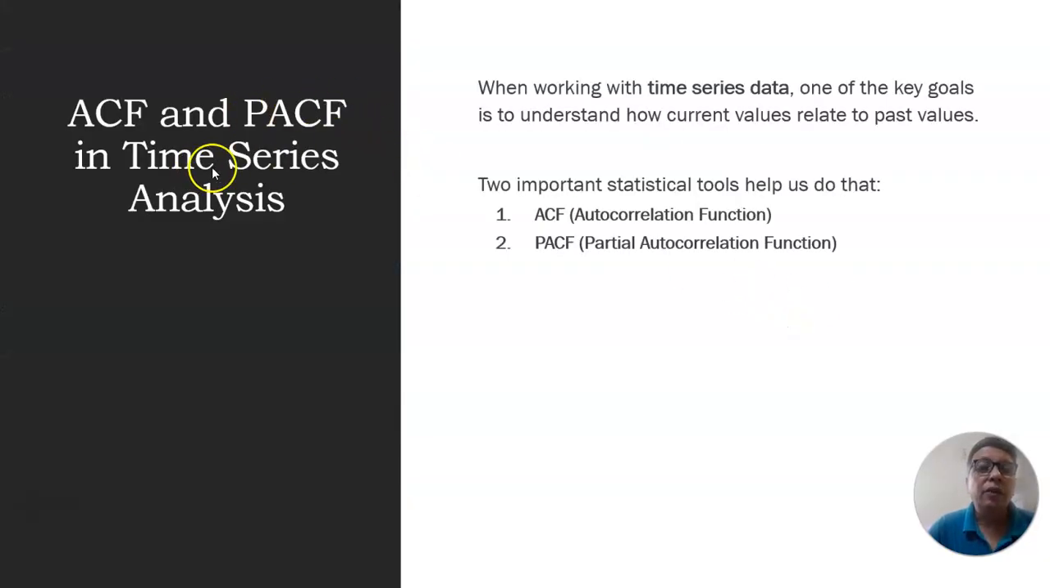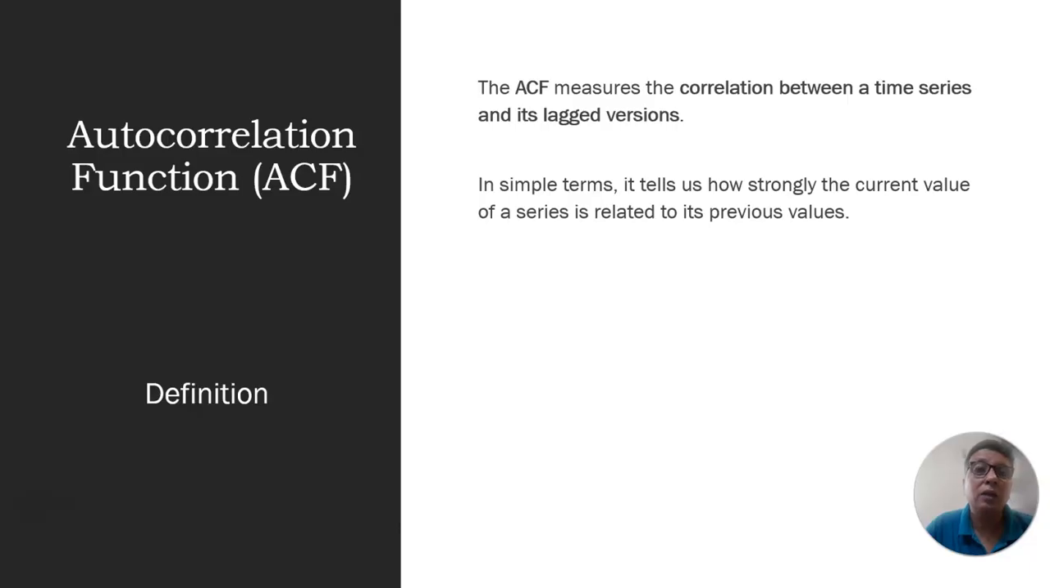So ACF and PACF in time series analysis. When working with time series data, one of the key goals is to understand how current values relate to past values. Two important statistical tools help us to do that: ACF, autocorrelation function, and PACF, partial autocorrelation function. The autocorrelation function is the correlation between the time series and the lagged time series by step k. So it helps in detecting seasonality in time series analysis.